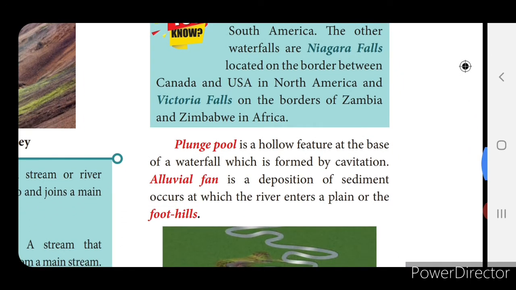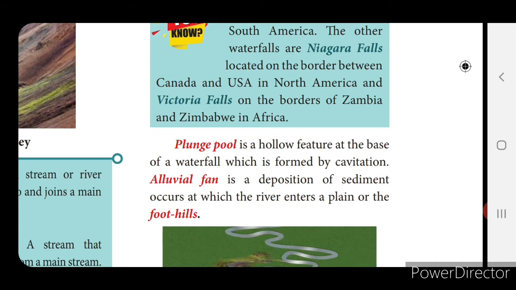The next one is the plunge pool. A plunge pool is a hollow feature at the base of a waterfall which is formed by cavitation. When the water falls continuously throughout the year from the hilly region, it falls on the lower region, so there will be a hollow space. That hollow feature produced at the bottom, formed by cavitation, we call a plunge pool.